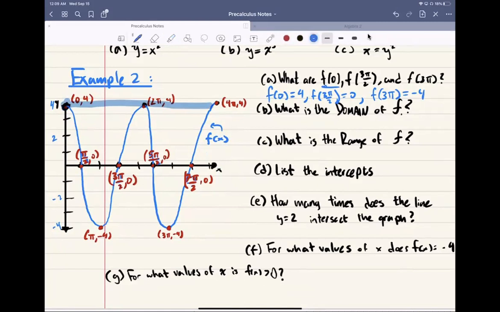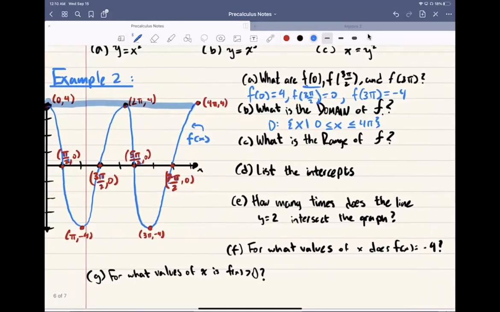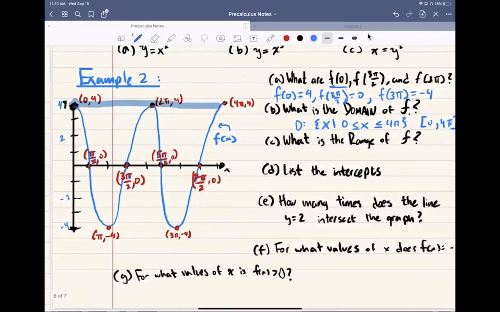So our domain is x such that x is between 0 and 4 pi. If you want that in interval notation, it's a little bit more complicated. Actually, no, not that complicated. In interval notation, you're going to include 0 and you're going to include 4 pi because each of those gives us an output. So you're going to include them like that. That's also our domain.